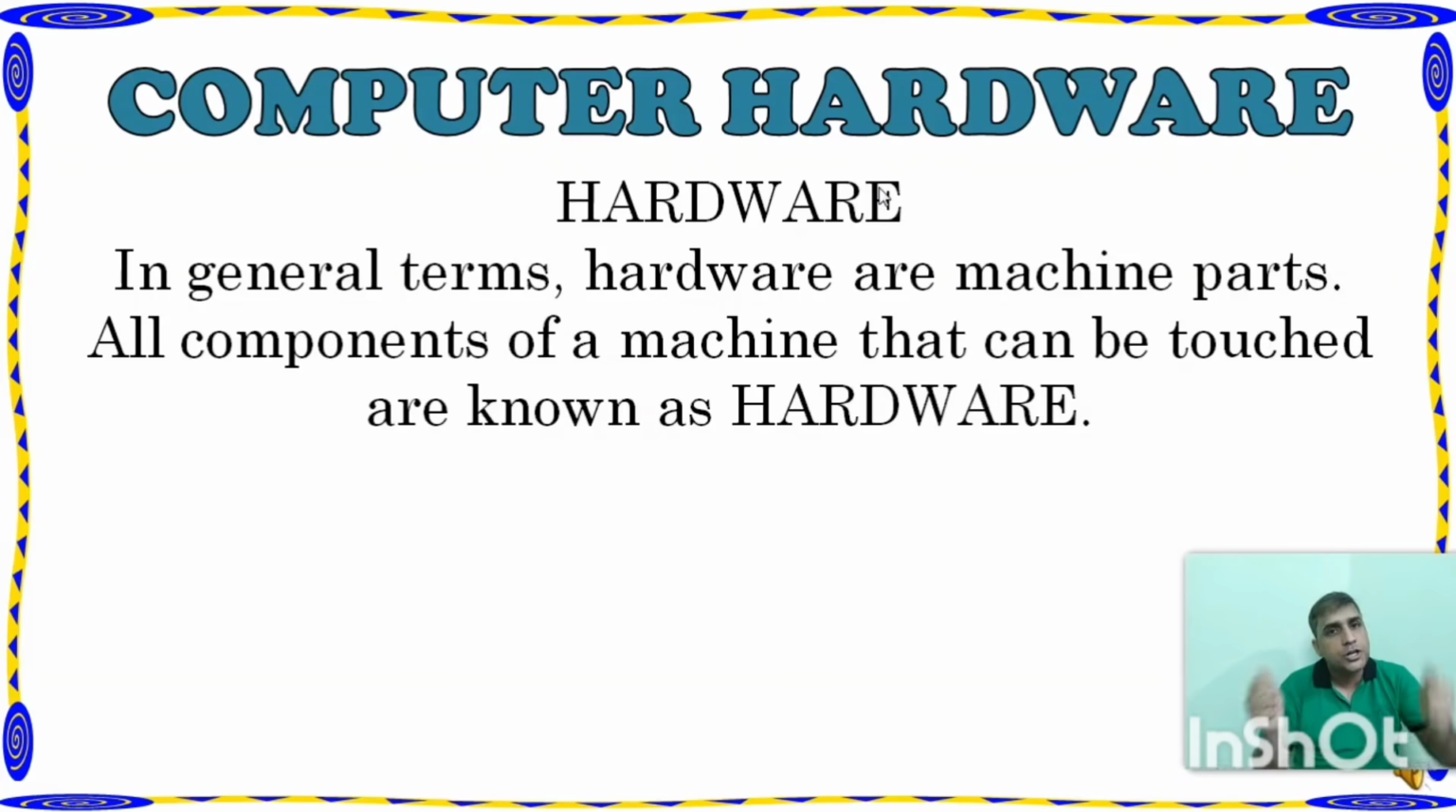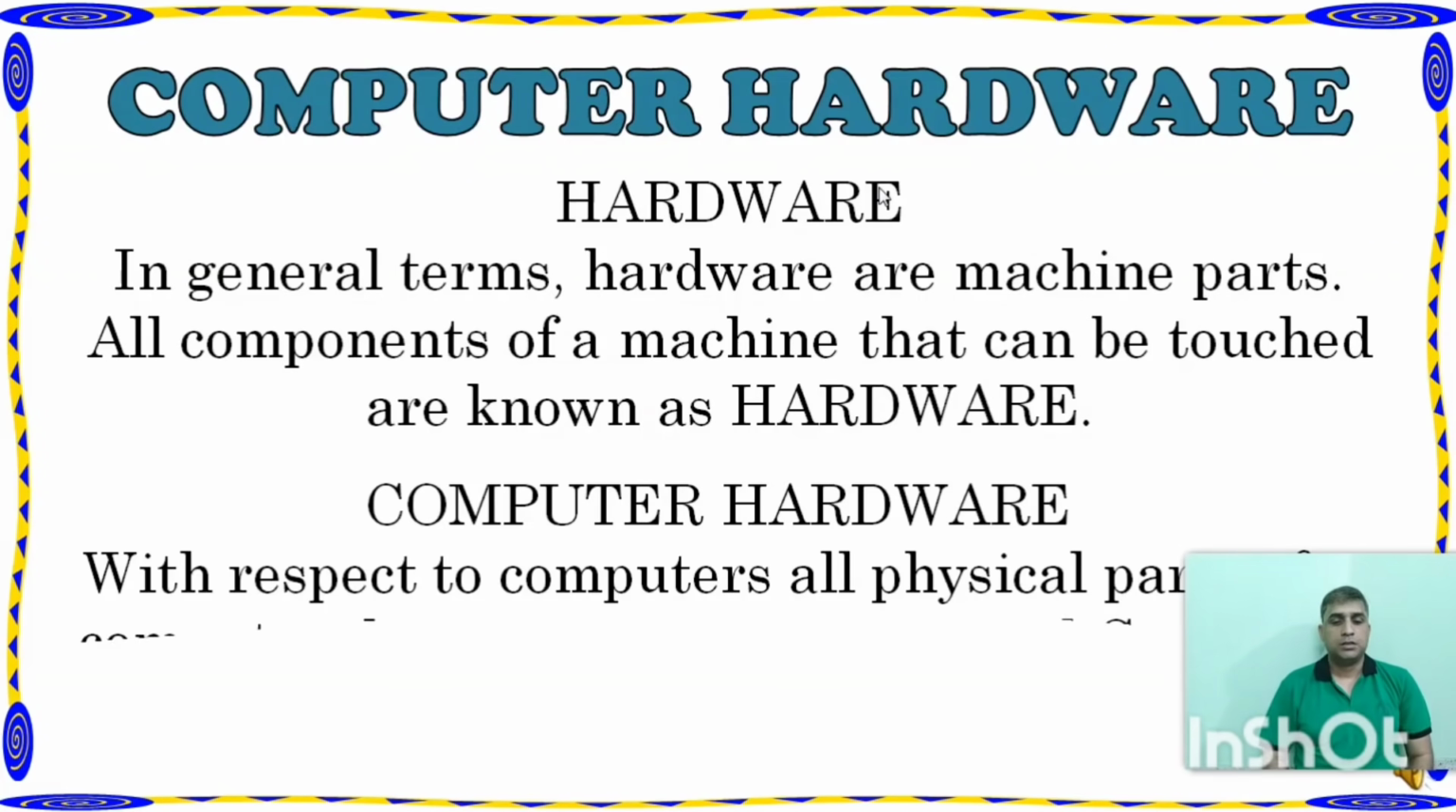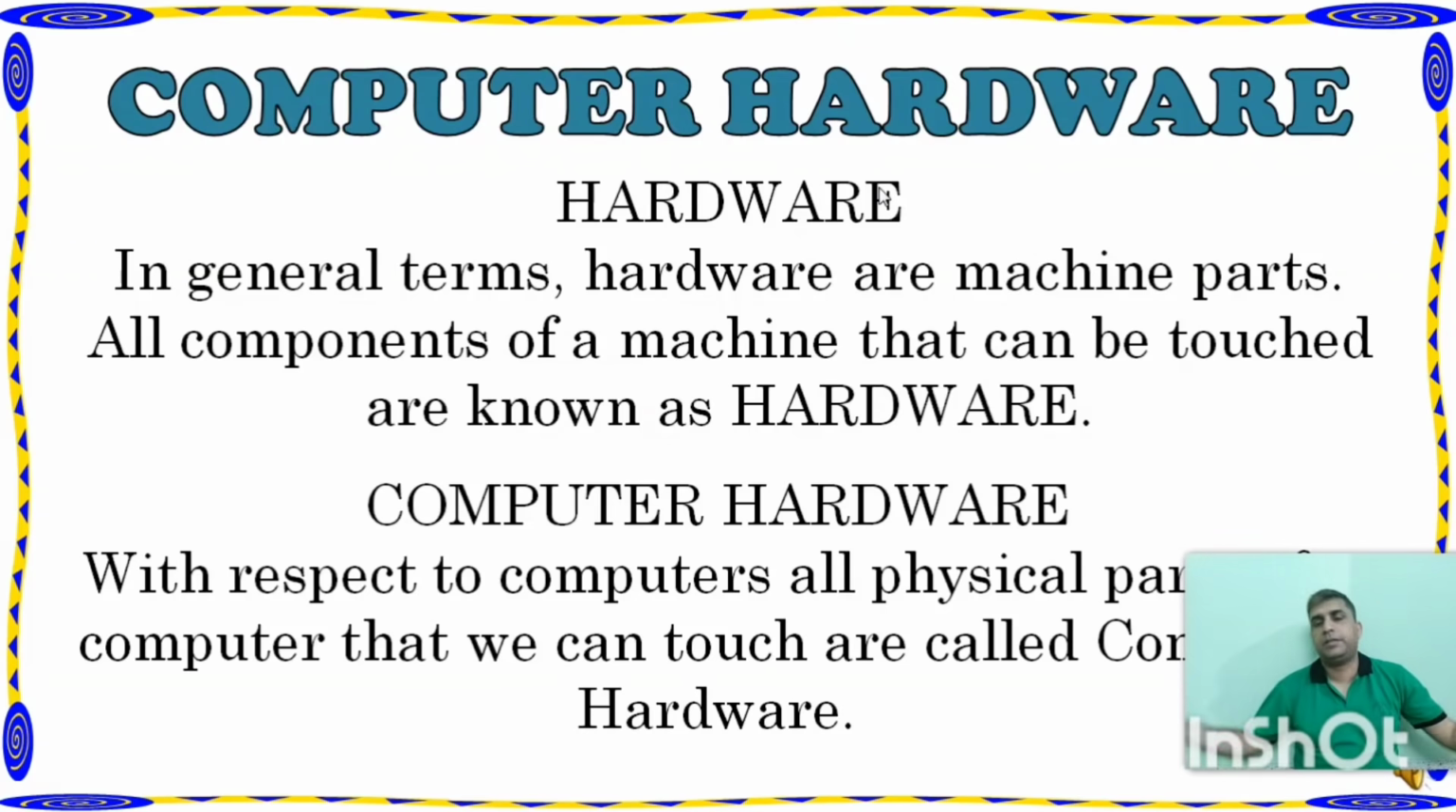The tire of a car, the steering wheel, the mobile phone, everything that you can touch, the parts of a machine, are its hardware. And what is a computer hardware? Same thing applies. Whatever part of a computer that you can touch is known as hardware. Now just make a guess of things that you can touch in a computer: keyboard, mouse, monitor, printer, speaker. These are all hardware of a computer.